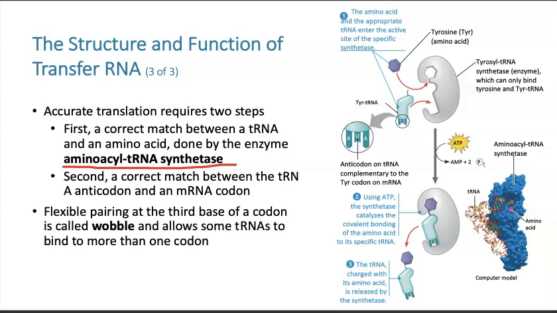Of course, it's also very important for there to be a correct match between the tRNA anticodon and the mRNA codon. Now, we do have this idea of flexible pairing at the third base. I never said this to you earlier, but it is kind of interesting. I pointed it out, but I didn't use this term. And the term I'm going to use is wobble. I'm going to go back up to this slide that I mentioned it, and we'll see what wobble really is.